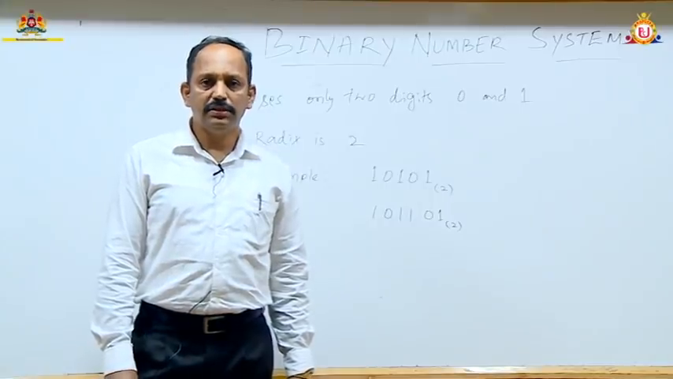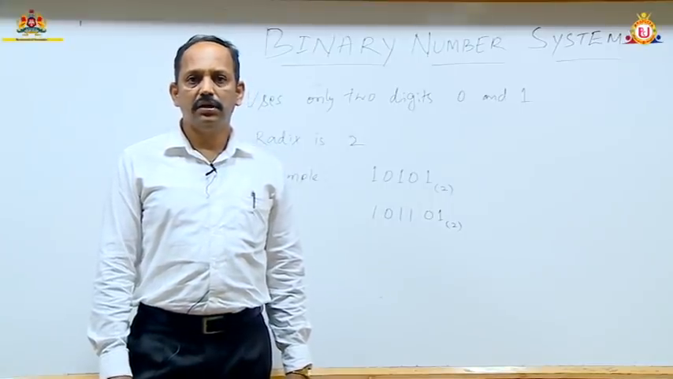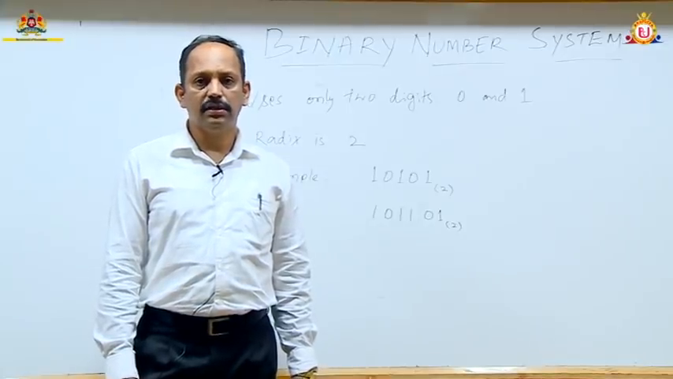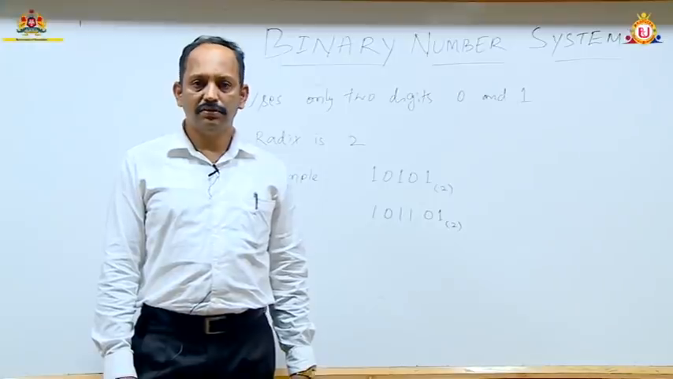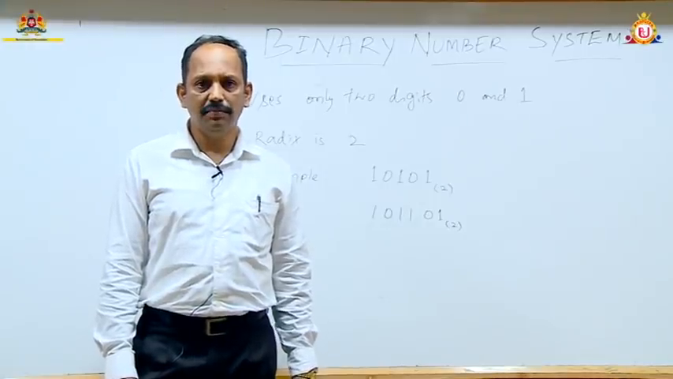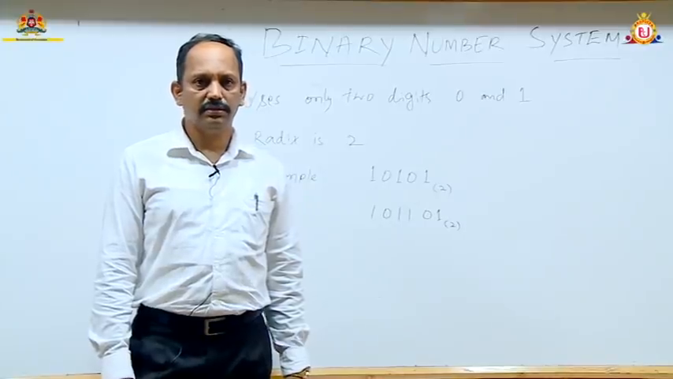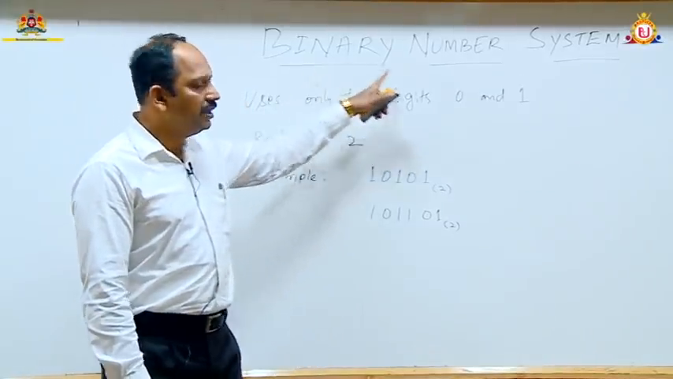The decimal number system has 10 unique symbols. Its base value is 10. We have seen the structure of decimal number system. Today, we shall discuss about the binary number system.